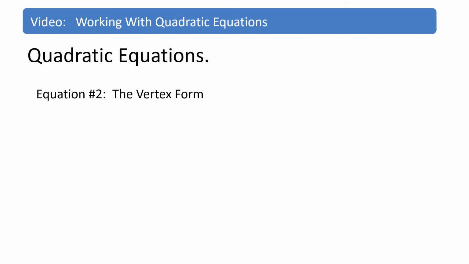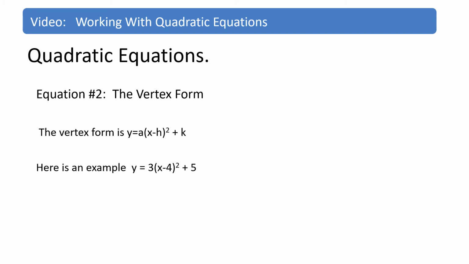Equation number 2, the vertex form. The vertex form is written as y equals a times bracket x minus h bracket squared plus k. Here is an example. y equals 3 times bracket x minus 4 bracket squared plus 5. What does this equation tell us about the function?